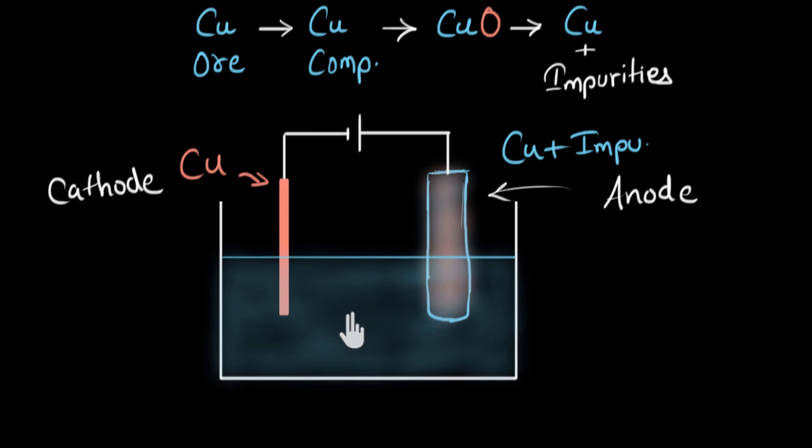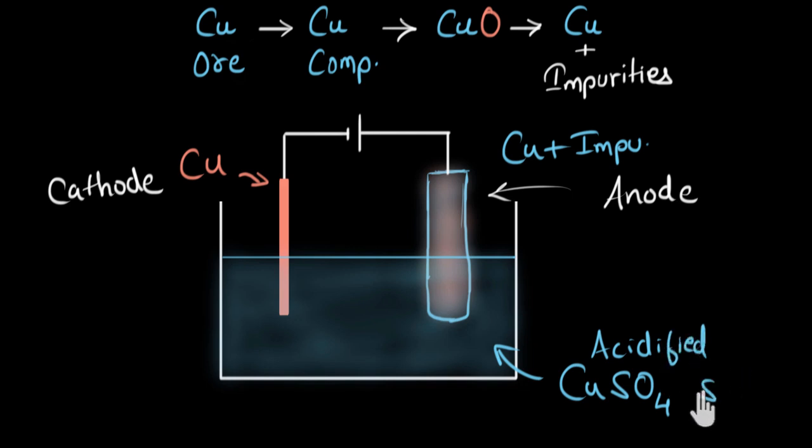Now we took the solution of the same metal's salt, which here in this case was copper sulfate, CuSO4. Now to this, we add a little bit of acid. We take acidified copper sulfate solution. And the reason for doing this is because by adding acid, we can increase the conductivity of this solution. The ions will be able to flow easily and faster. Okay. Now see what happens when we pass electricity.